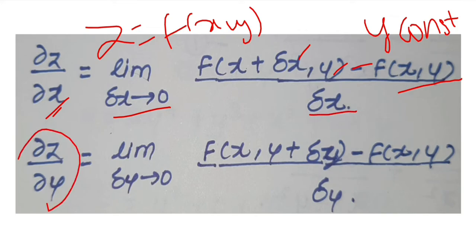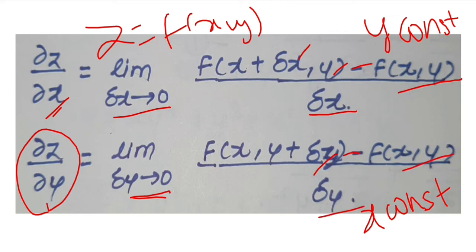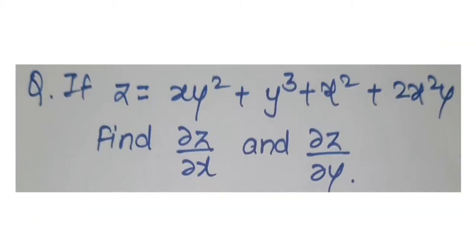And for partially differentiating z with respect to y, we will take x to be constant. So limit delta y tends to 0, f of x comma y plus delta y minus f of x comma y divided by delta y. This is just the definition. In the example we are going to understand it deeply, how to solve it. So let's see an example.